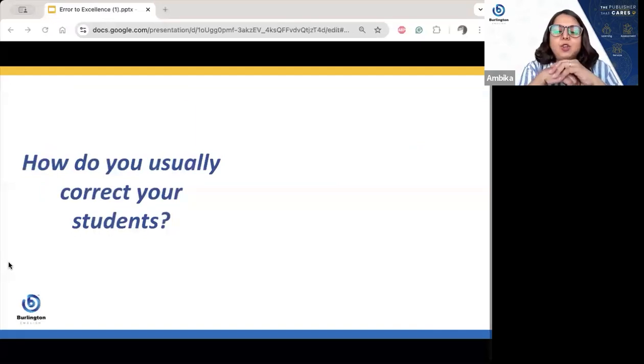Before that, quickly on your chat boxes, can you let me know how you usually correct your students? Let's stick to the grammar part. So in grammar, how do you usually correct your students? I'm going to give it another 30 seconds so you all can type. Okay, you gave the right answer. Thanks, Radhika. Underline, rectify, okay. Practical exercise, sentence making, okay. Telling them the errors, okay.